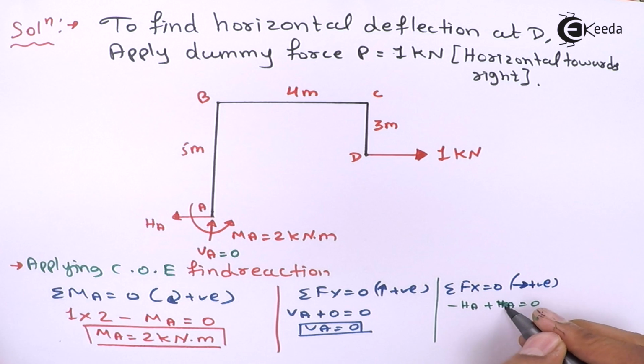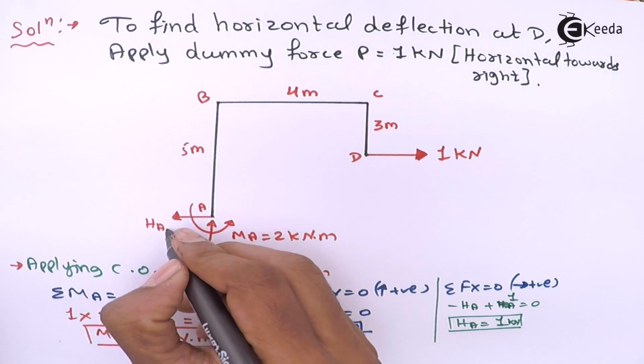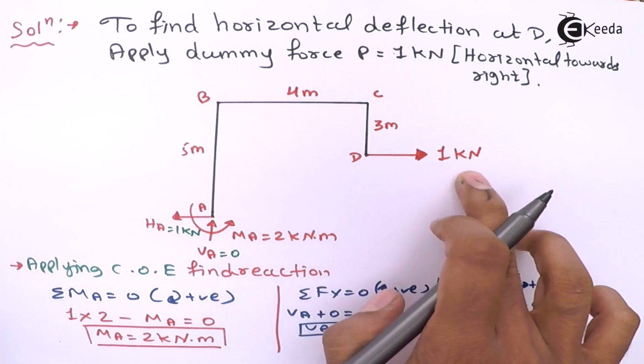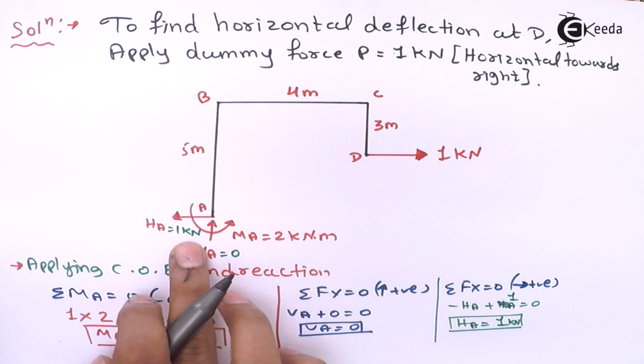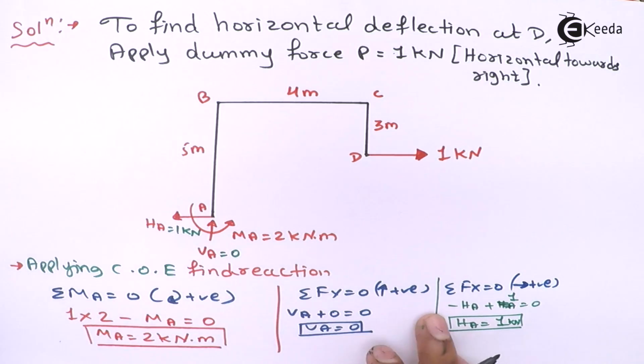Sorry, this is not HA, this is plus 1. So your HA will be 1 kilonewton. Now, as the diagram shows, this going in this direction means 1, and going in the other direction is nothing but 1 kilonewton. It's quite simple. Now we are done with this first part, which is finding the reactions.